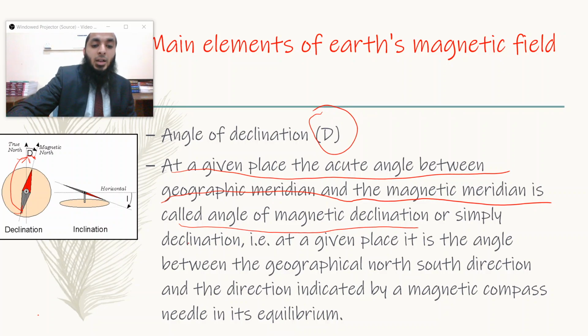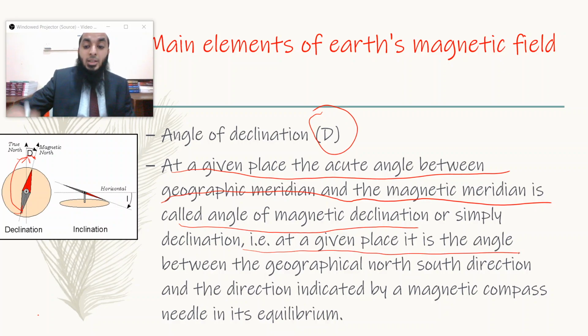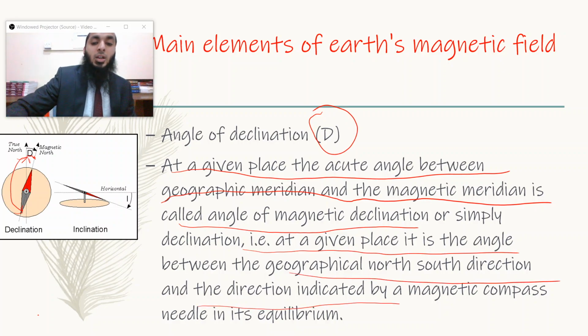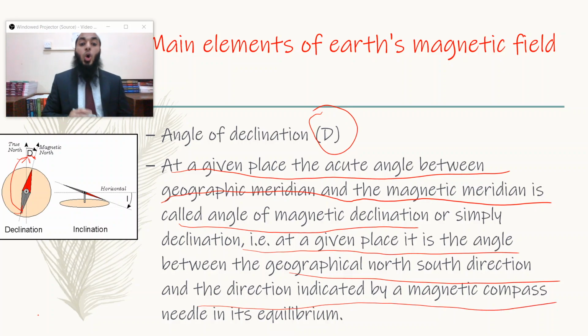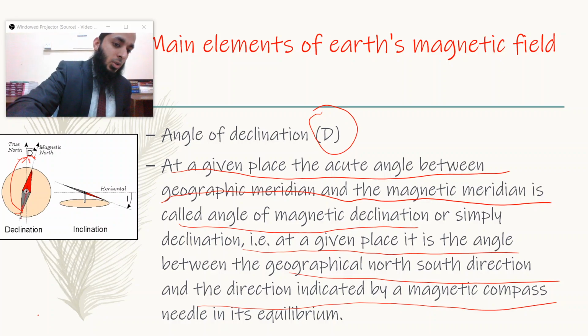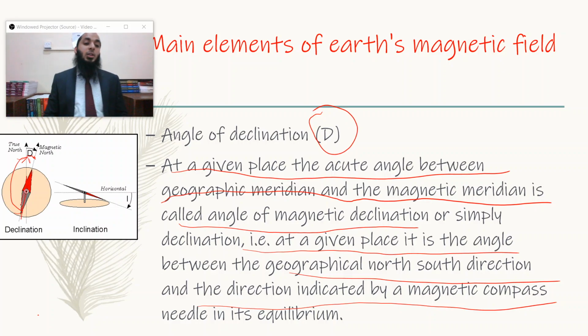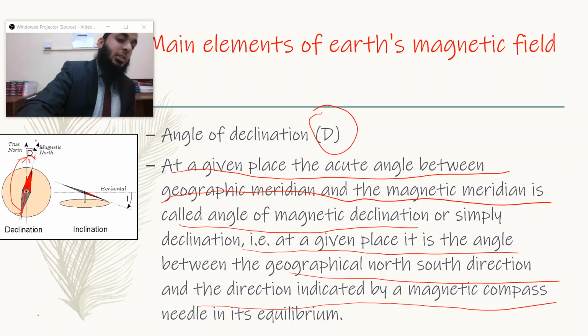So yes, it is the angle of declination at a given place. It is the angle between the geographic north-south direction and the direction indicated by the magnetic compass. Okay, so the magnetic compass is showing some direction. This is the magnetic compass or the magnetic needle. So the angle is D. Now this angle is taken as positive because it is towards the east.